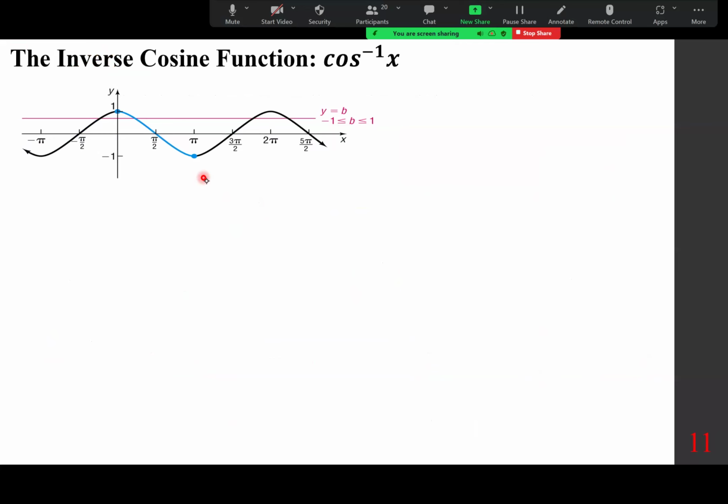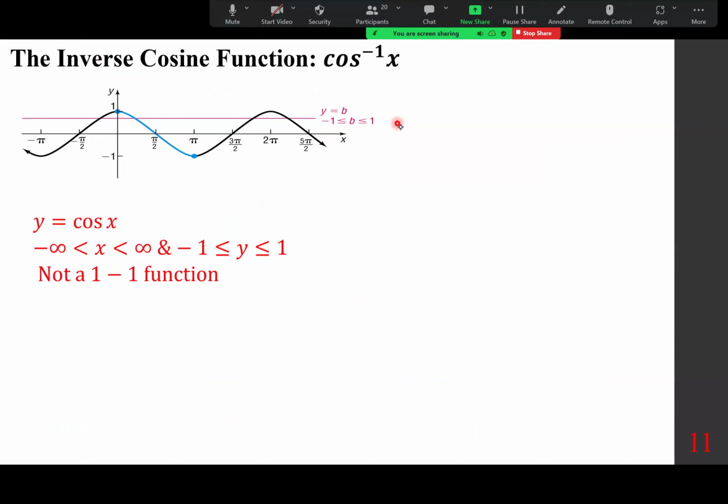Now let's look at cosine. Cosine, just like sine, is not a one-to-one function because y equals cosine x has domain all real numbers and range y between -1 and 1, but it fails the horizontal line test. It is not a one-to-one function. So what do we do? We do the same thing as we did with sine.